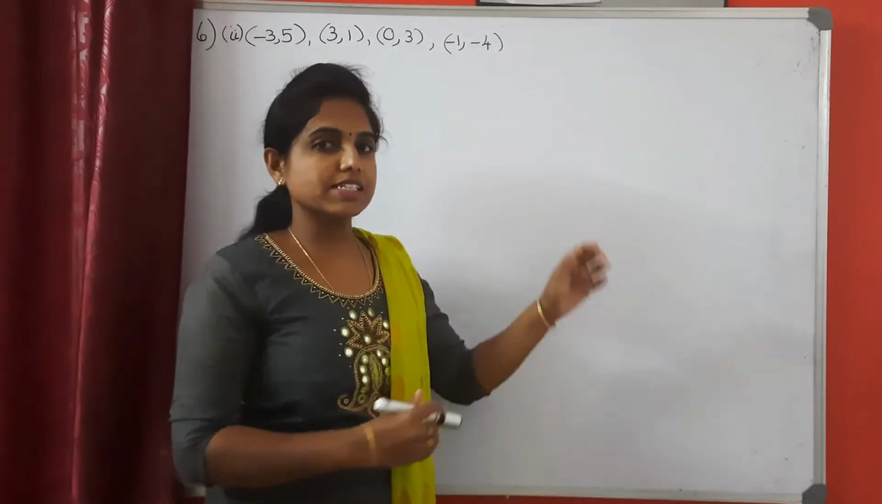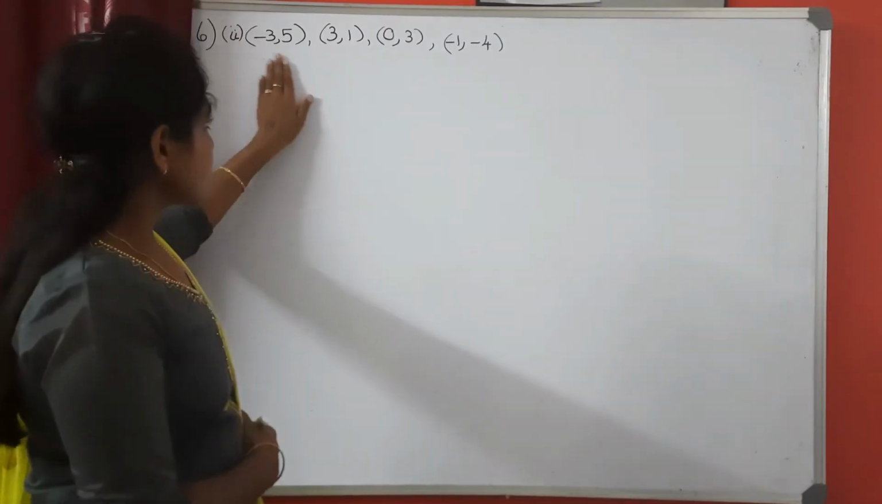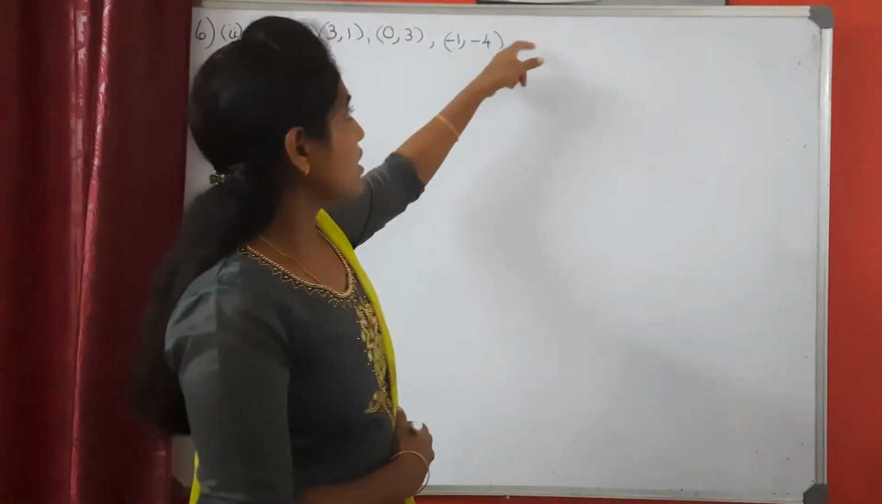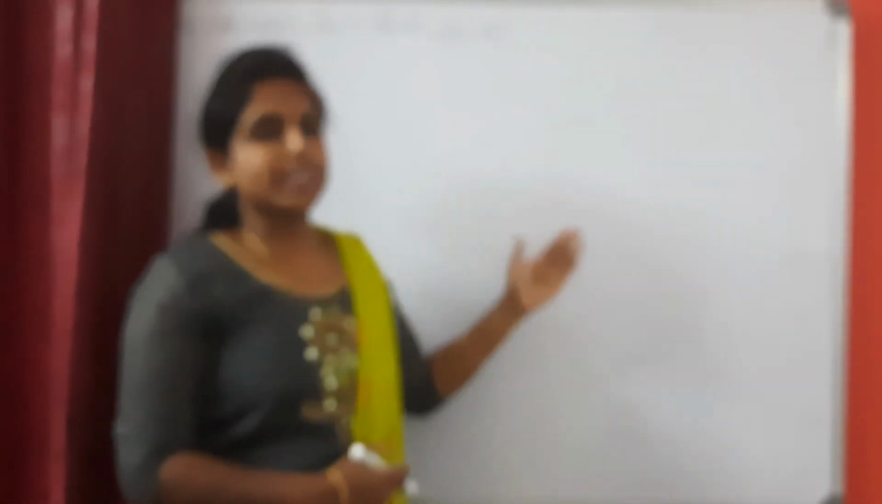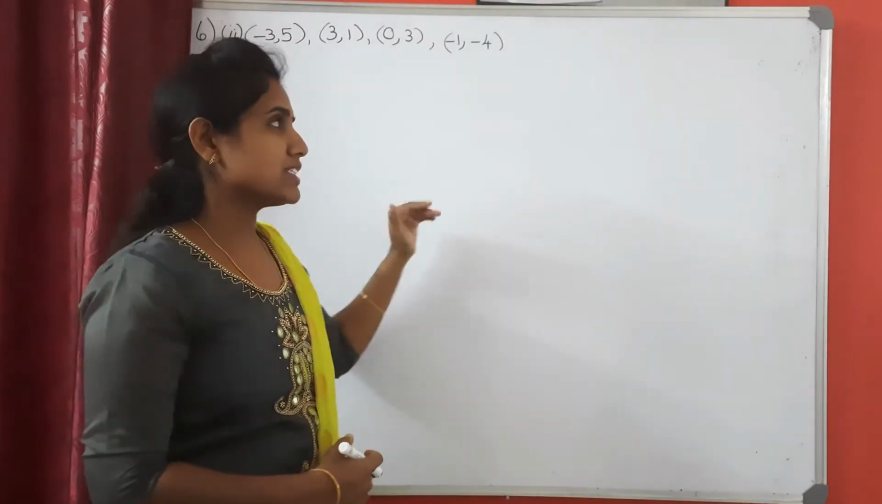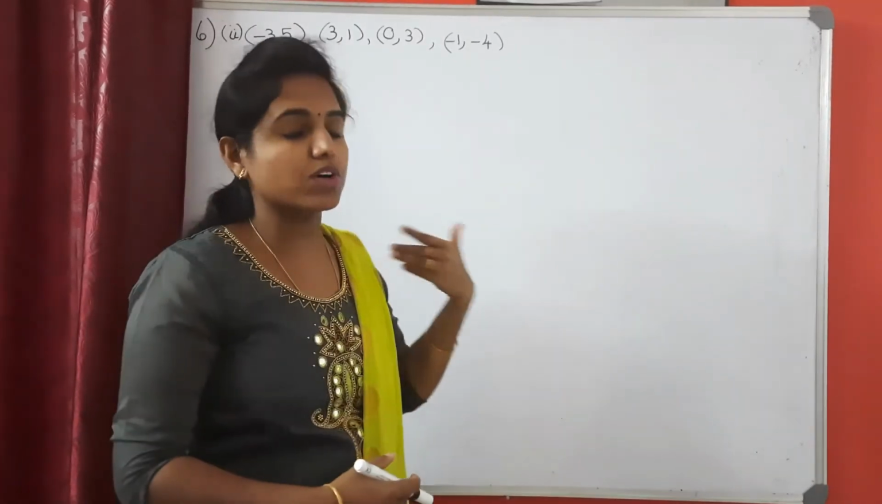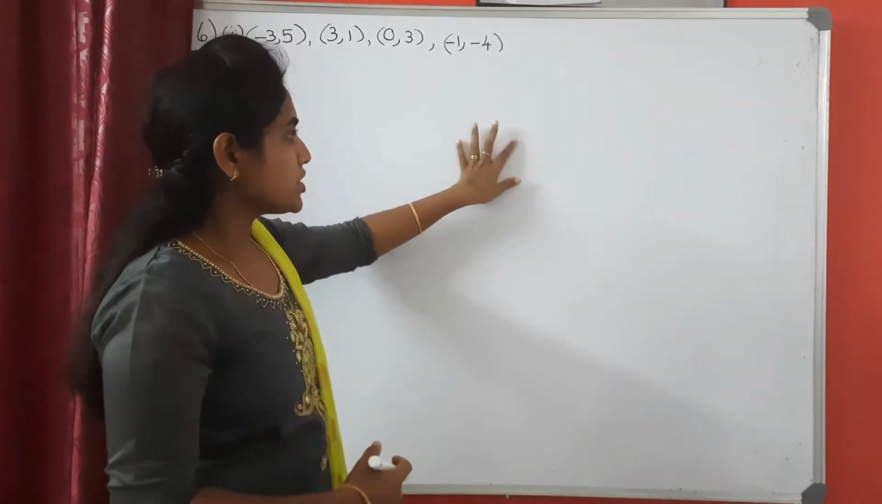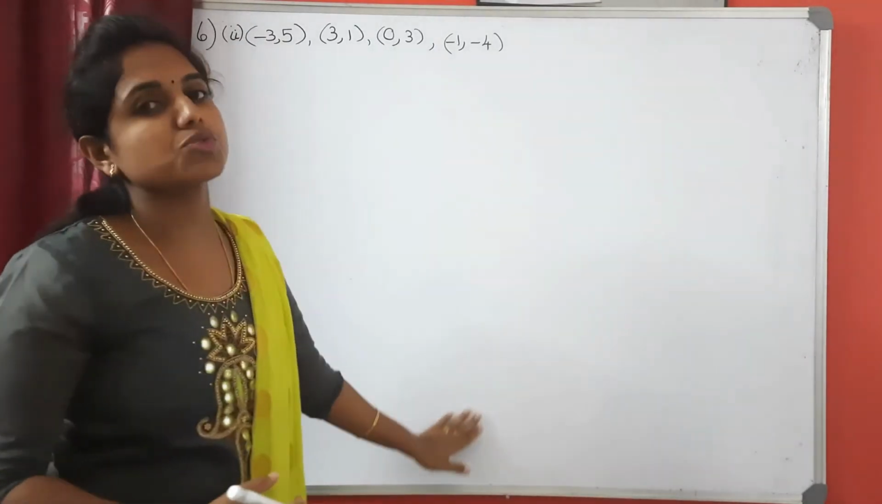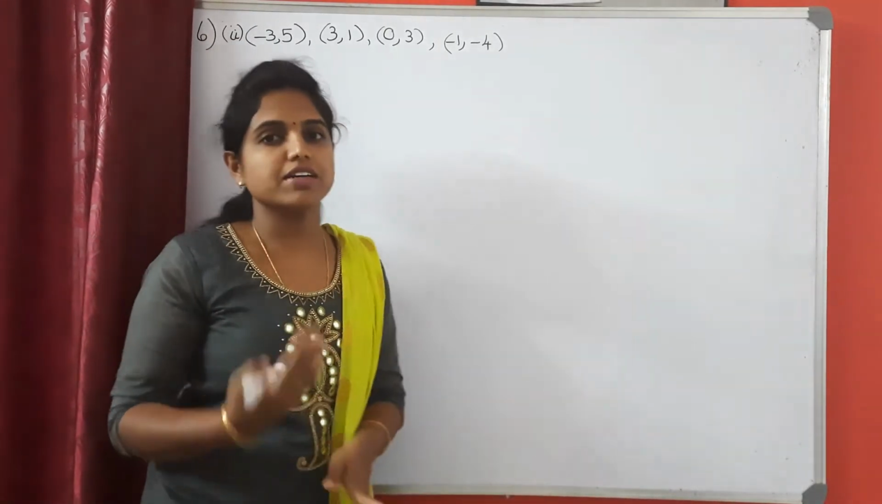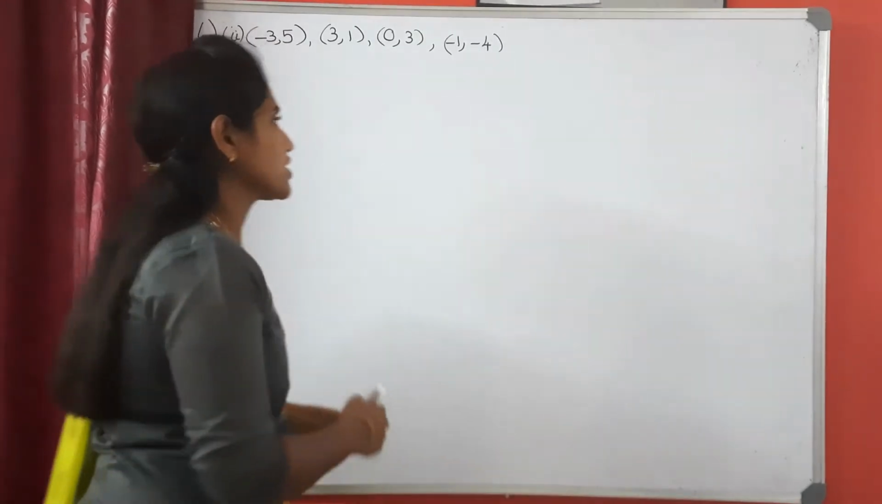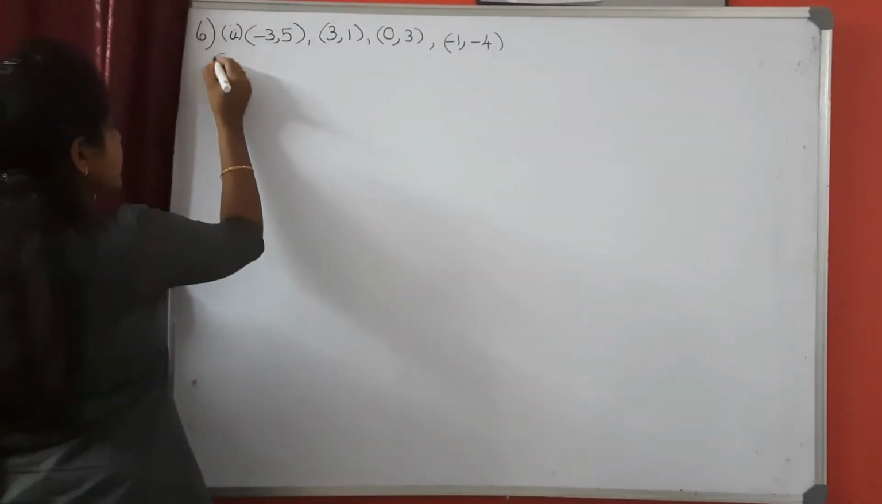Now, we can see the next problem. Here also they gave four points and we have to check whether it is a quadrilateral. Then what type of quadrilateral? First we have to check whether it is a quadrilateral or not. If it is a quadrilateral, then which type? Whether it is a square or a rectangle or a parallelogram, we have to check. So first we need to take the points.